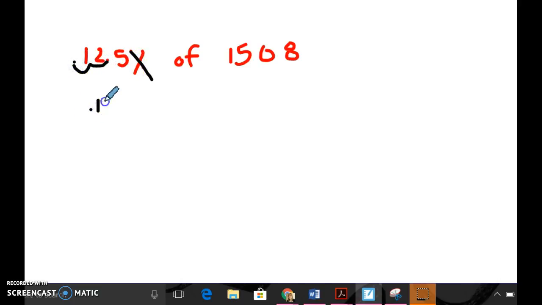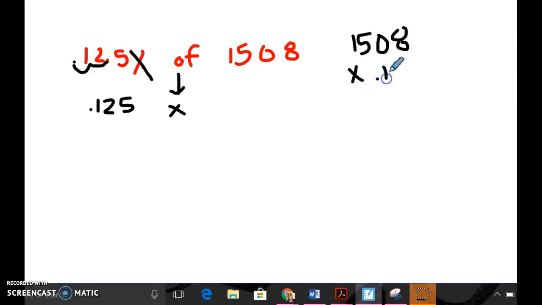So I'm doing 125 thousandths times, of means times, this number. 1,508 times that 12.5%, which as a decimal is 0.125. And I'm not going to work it out the long way. I'm going to use a calculator. And when you multiply that, I would get 188.50.